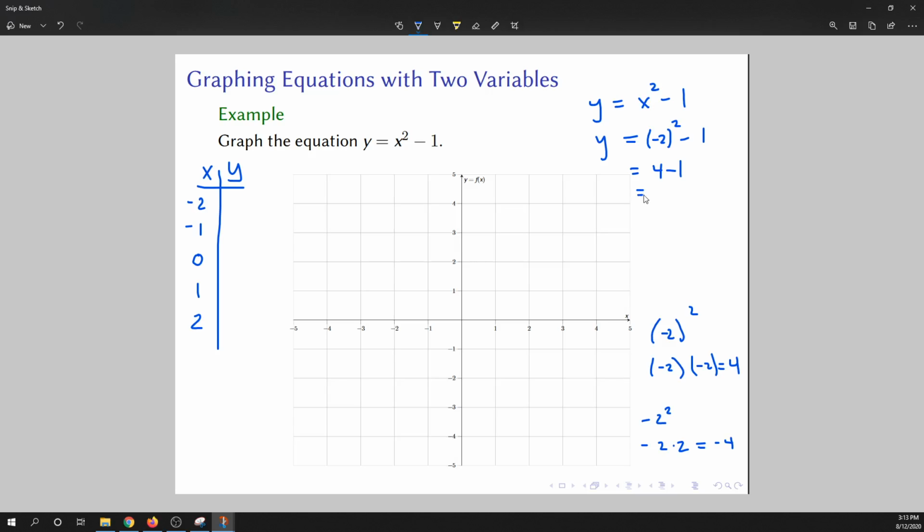Okay, so over here we get a 3 on this one. So the ordered pair would be a 3 here. Next up, I'm going to plug in that -1 for x. And I get 1, (-1) squared is 1. So I get 0. Let's see, I'm going to erase these.